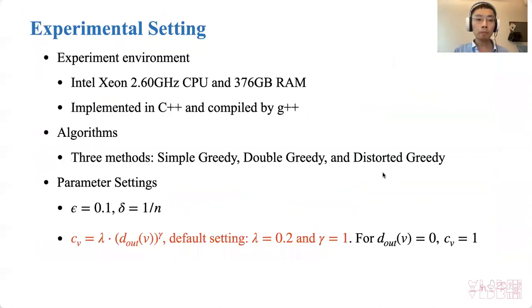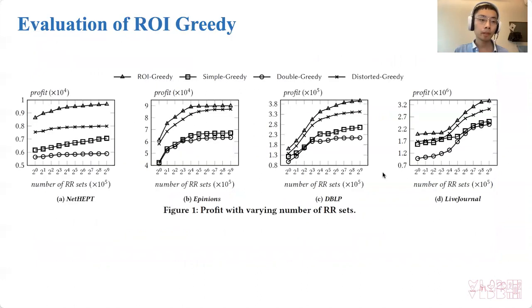We also do experiments on profit maximization, where epsilon is set to 0.1 and delta is set to 1 over n. The cost of node v is set to lambda times the out-degree of node v to the power of gamma. In the first experiment, we show that for any number of seeds, our algorithm always achieves the best performance on profit gain.